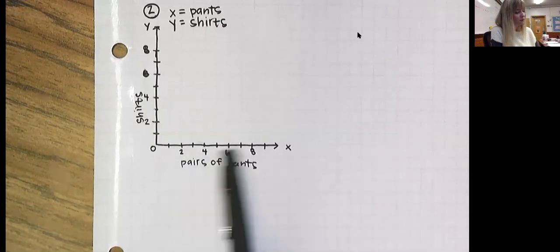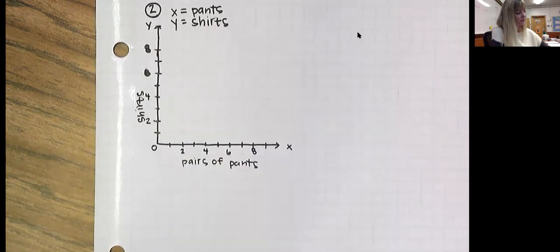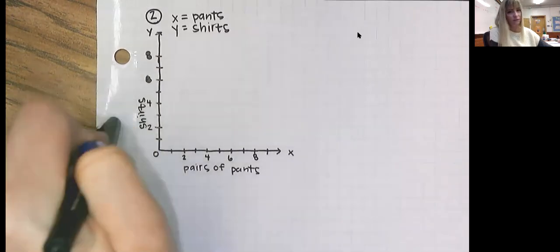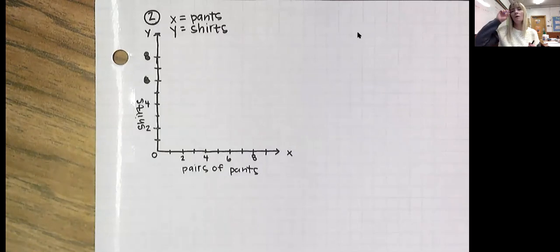So I need labels with the numbers. I need to show the scale that I'm using, and I need labels with words. I need to show this is on the x-axis, this is on the y-axis. Notice this is only quadrant 1. And that's because there's no such thing as negative pants and negative shirts. It doesn't apply in this scenario. So we only need quadrant 1, where everything's positive.